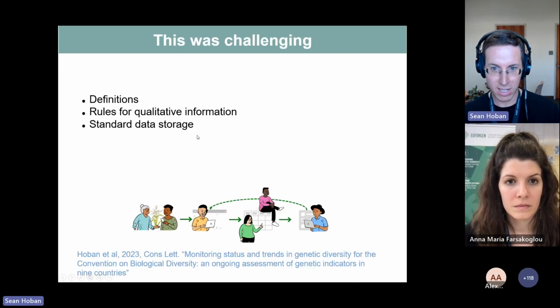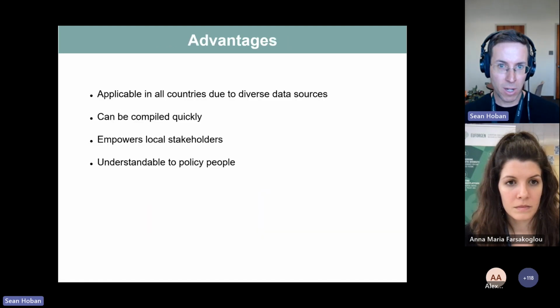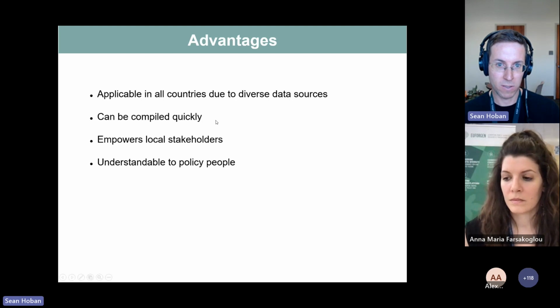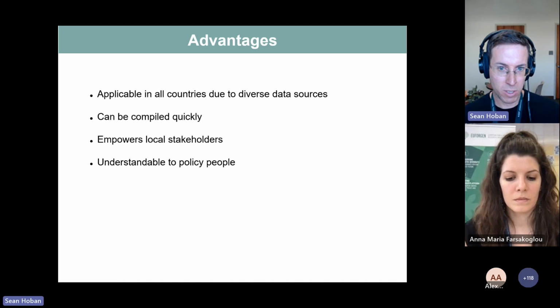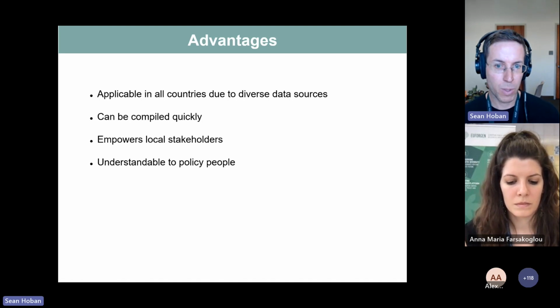So again, I think we need both of these indicators about populations maintained and NE 500. This was a challenging thing. We had to make clear definitions, store data in a standard way, etc. I want to mention a couple of reasons why I think NE 500 is advantageous. It can be applied in all countries using this NE over NC ratio. It's fairly quick to compile if there is previous reports or sources of data on the species. It can empower local people who can be more concerned and even active in monitoring local populations. And it can, again, be explained to policy people.